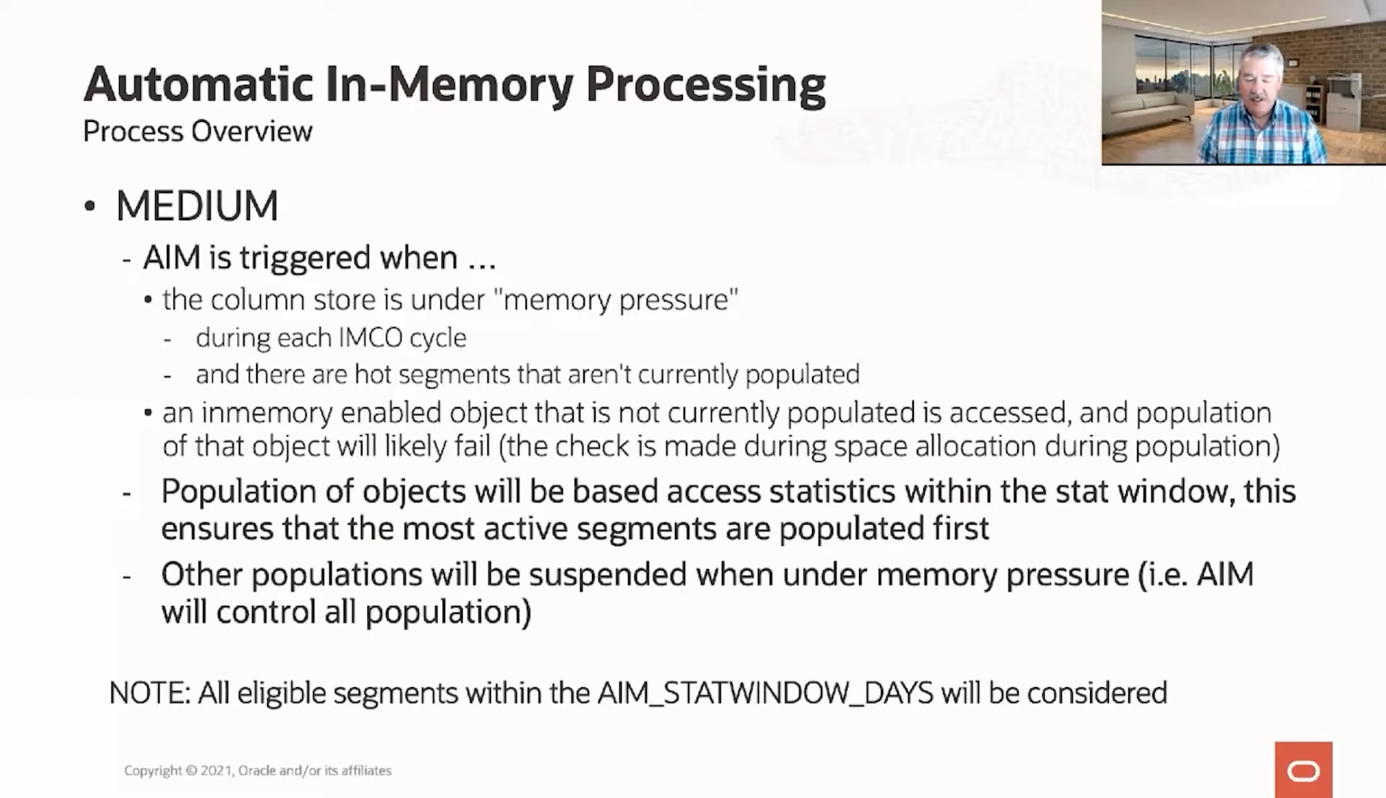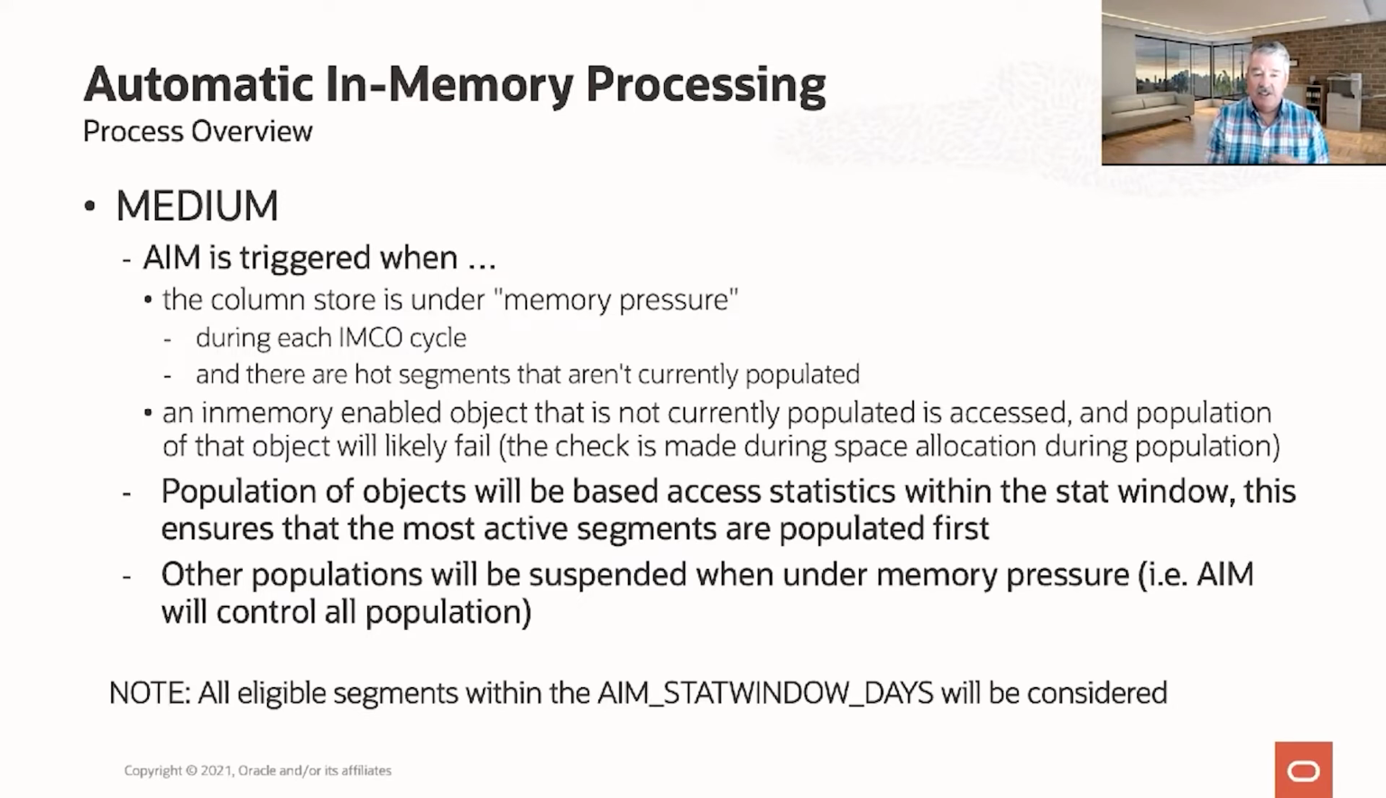So medium now becomes quite a bit more complicated because it's automated in this. And what I did is it gets triggered when the column store is under memory pressure. Remember, our definition is basically when you've got enough objects populated that you can't fit any more into the column store, so there isn't enough room to populate. So that's when AIM kicks in. Otherwise, AIM is never in the picture.